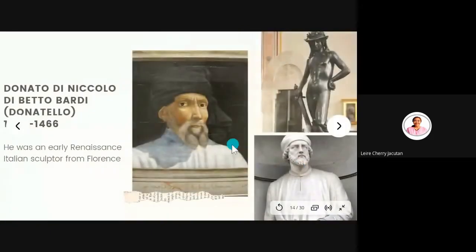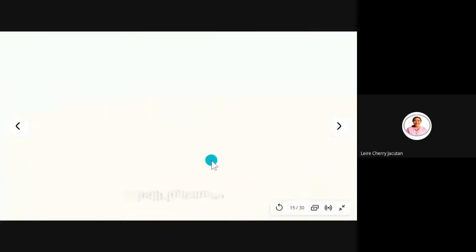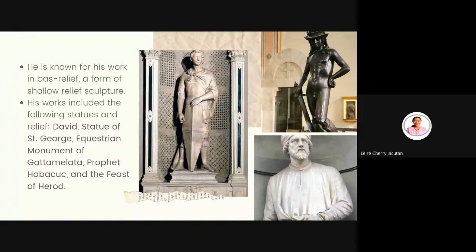And then we have Donatello. Yeah, si Donato, De Nicolo, Di Beto Bardi. Yeah, si Donatello. He was an early Renaissance Italian sculptor from Florence. And then so, hindi man siya kasing sikat nung tatlo, pero meron din siya mga laking contribution sa Renaissance art. Yan. So, kilala si Donatello sa mga bas relief work niya ng sculpture.